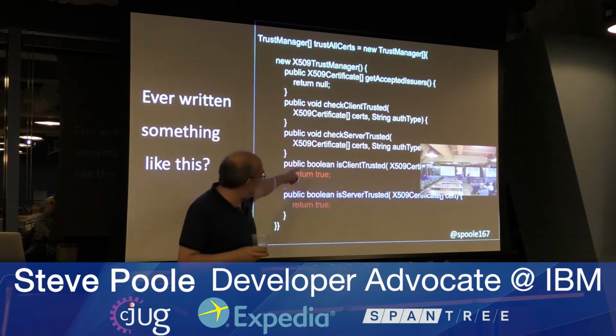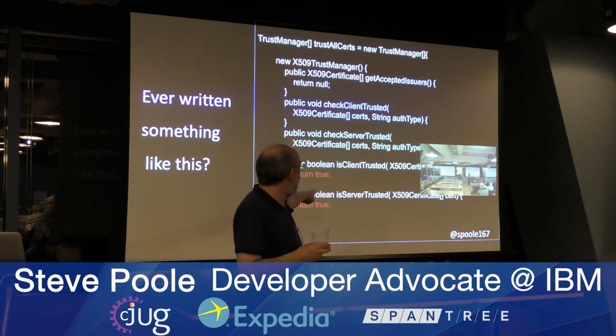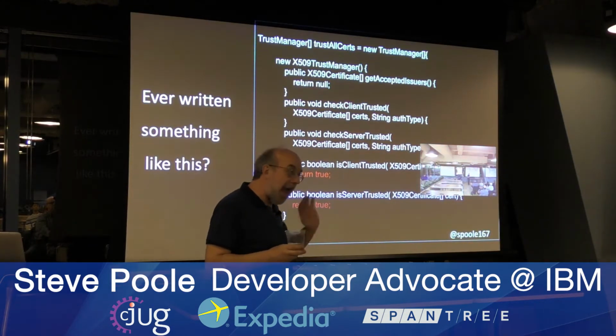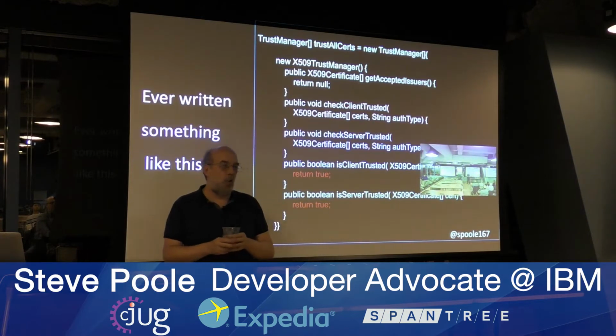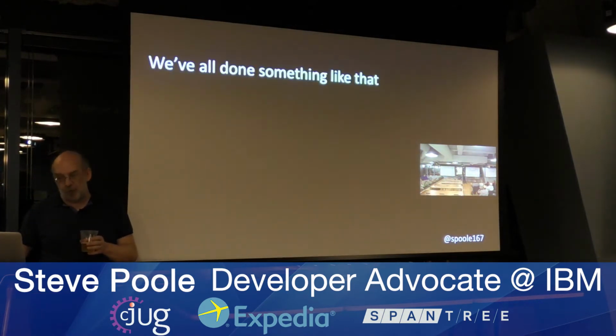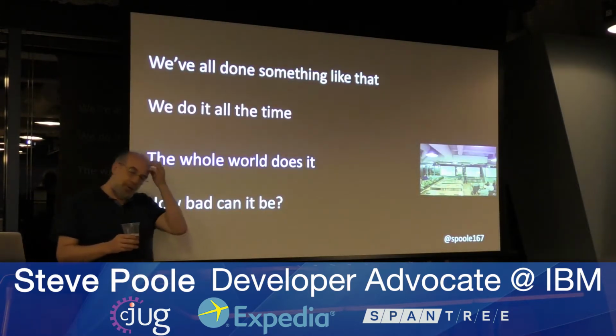The most important bit is the last two methods, which say: is client trusted? Yes. Is server trusted? Yes. Everybody at some point will think about doing that. Well, we've all done that. We do it all the time. How bad can this problem be? Right, okay.